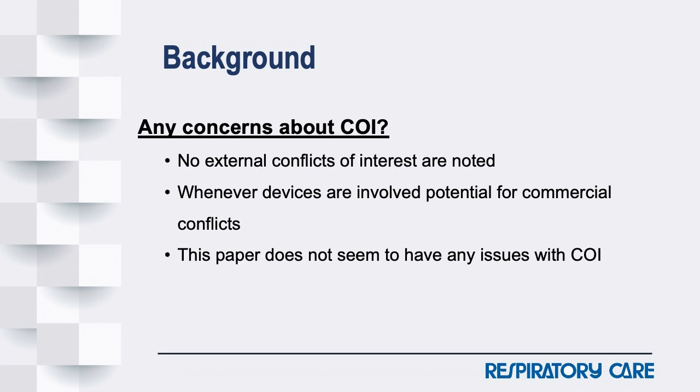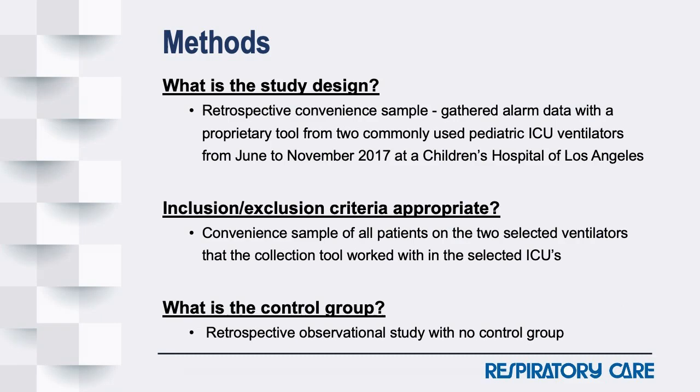So now we're going to jump into the methods section of this paper and walk through some information about the methods. The first piece would be, what's the study design? In this case, it's a retrospective convenience sample, or retrospective observational study. And I do want to remind everyone that retrospective observational studies are not strong levels of evidence.